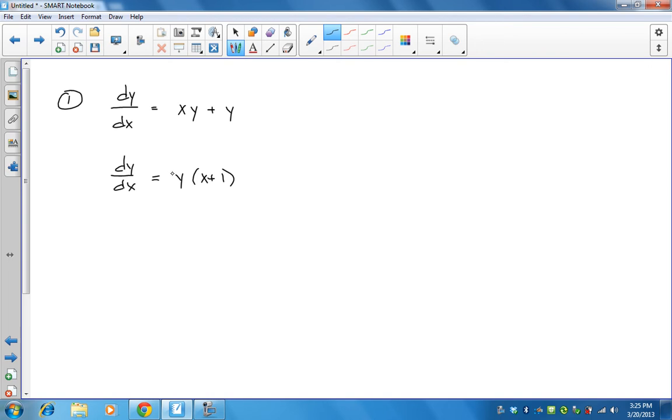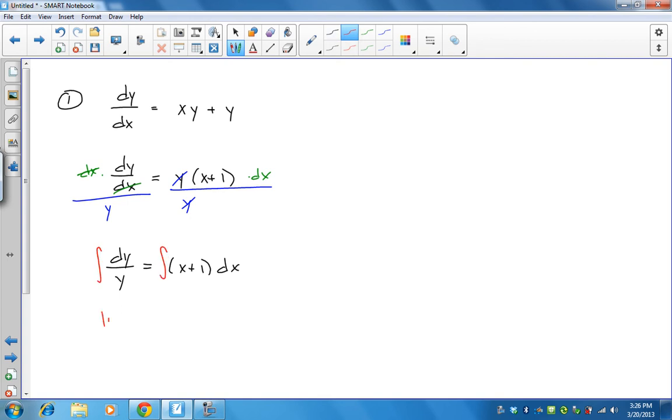Now I do have a function of y times a function of x, and to finish separating this, I would multiply both sides by dx. The dx's cancel, and at the same time, I'm going to divide both sides by y, so my y cancels right here. So I did multiplication and division in order to separate the variables, and I'm left with dy over y is equal to (x plus 1) times dx, and now we're ready to integrate this differential equation.